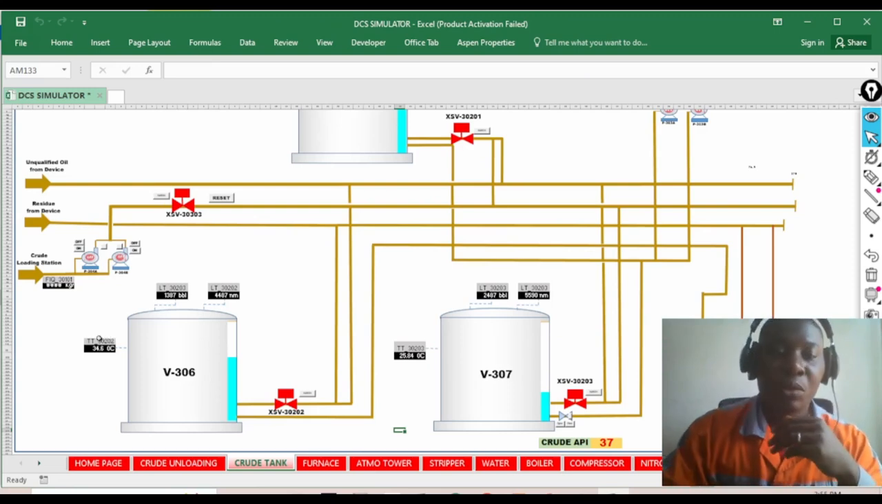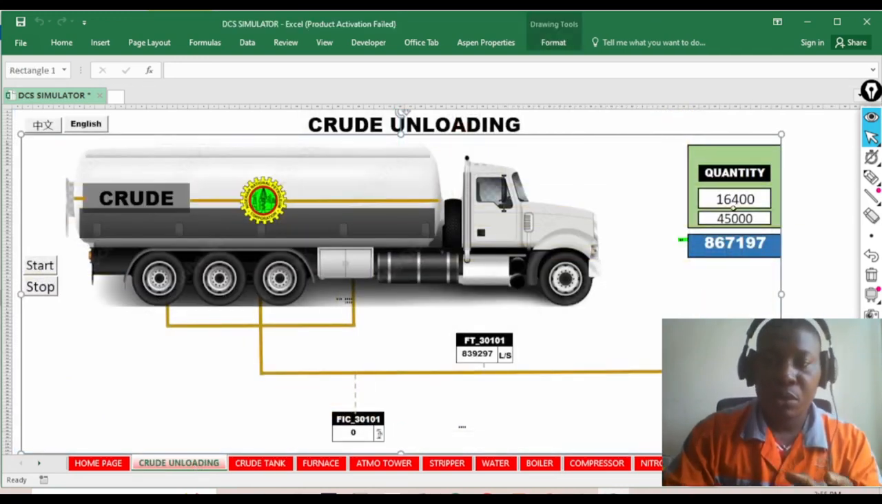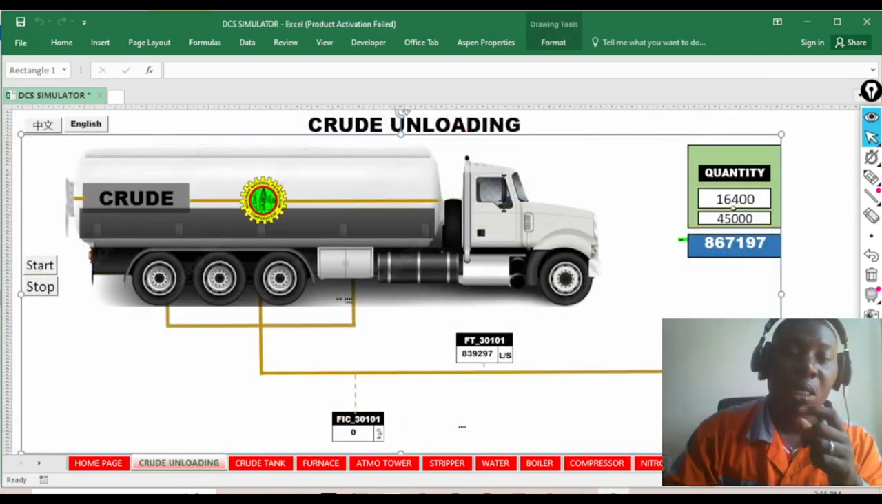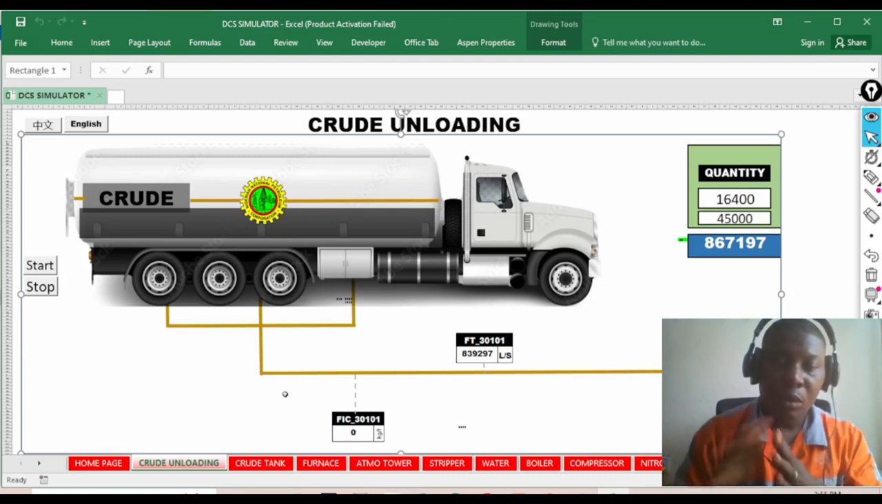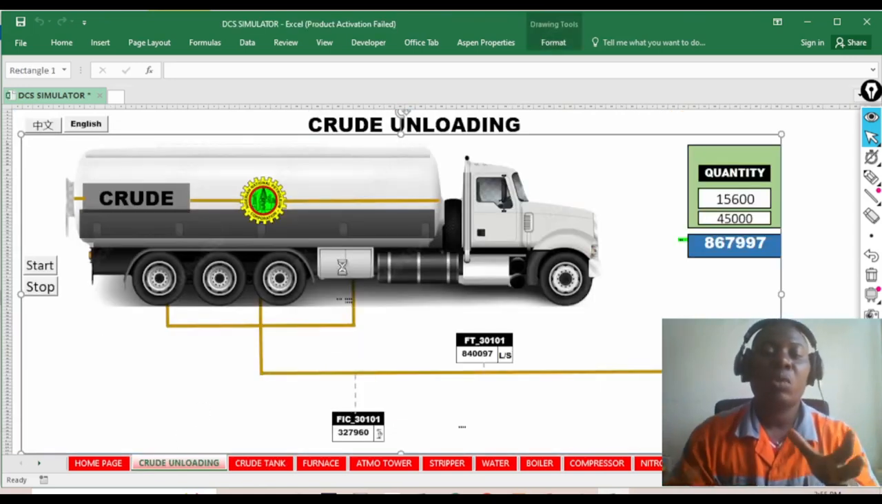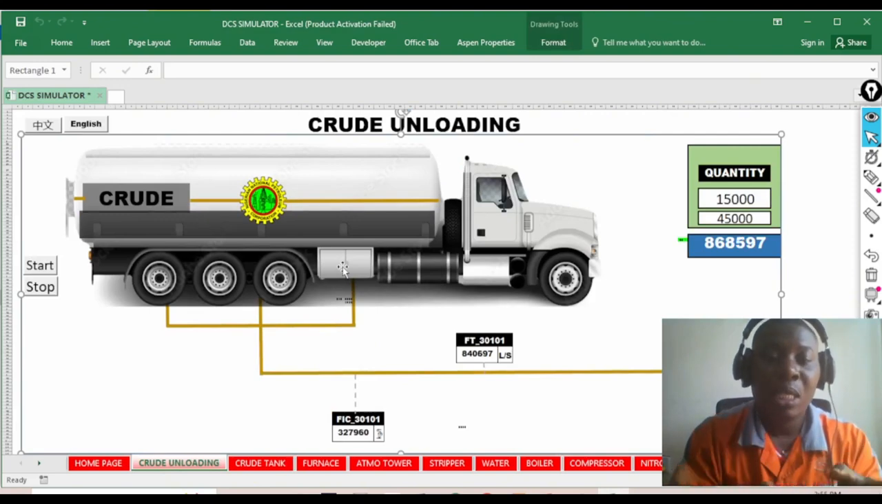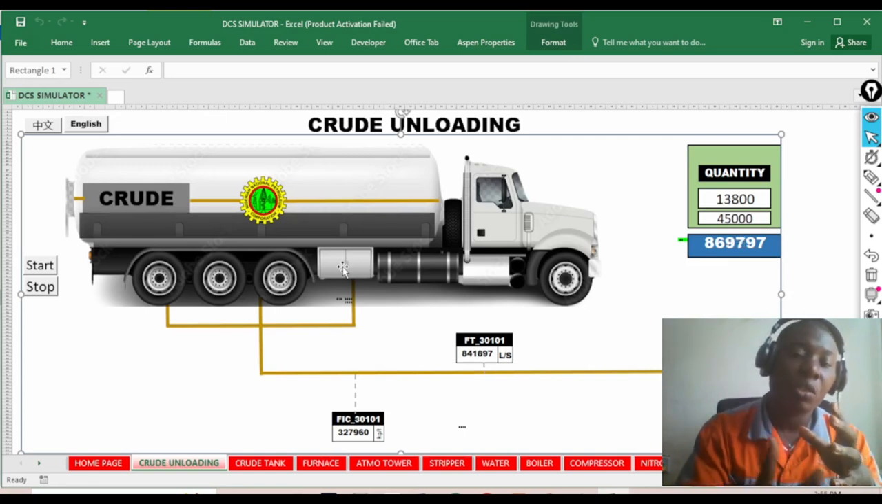Now the third scenario is this. Let's look at the tank. Currently we have about 16,400 liters of crude in this truck. Okay, now let's say the pump is on, so the pump is on, and then we have the crude going to the tank. Then we get to a point where there is nothing inside the tank. Now the pump is still sucking, and at that point it will start sucking air.